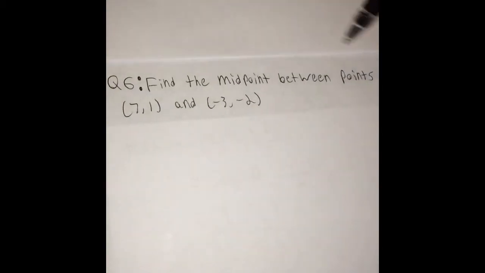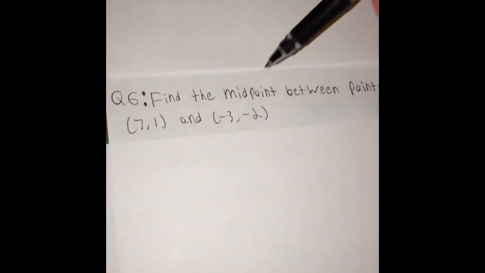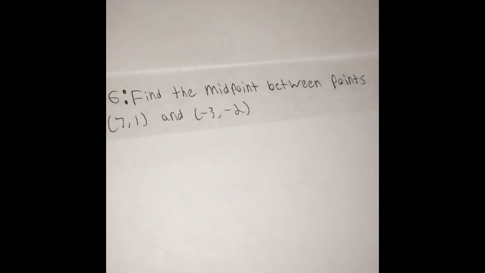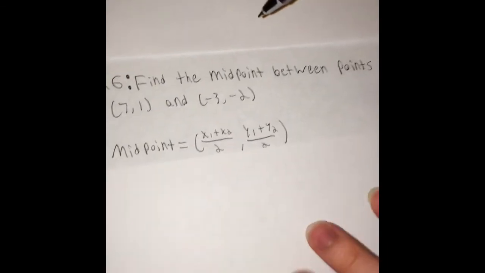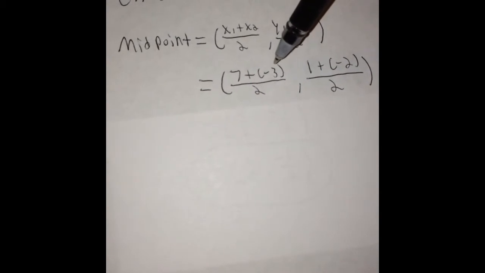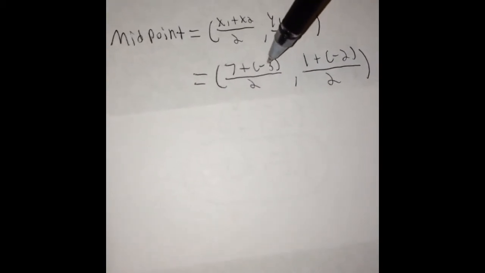Find the midpoint between points 7, 1 and negative 3, negative 2. You can pause the video here if you need time to solve it. Alright, so you'd start off by writing out the midpoint formula again, and for x sub 1, you'd plug in 7, x sub 2, you'd plug in negative 3, and make sure to remember that's a negative 3, otherwise you might get your signs mixed up.